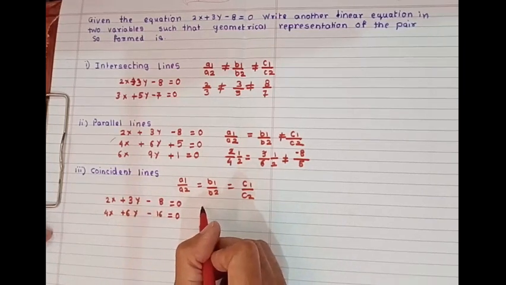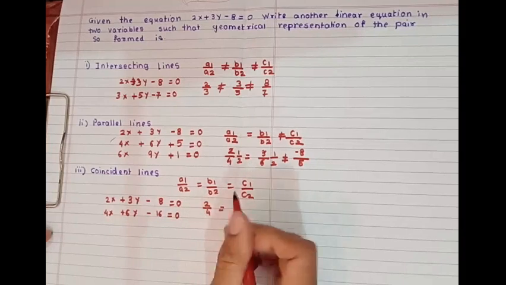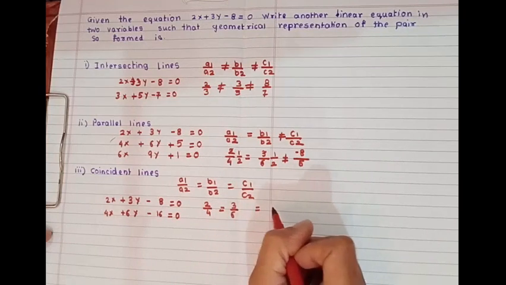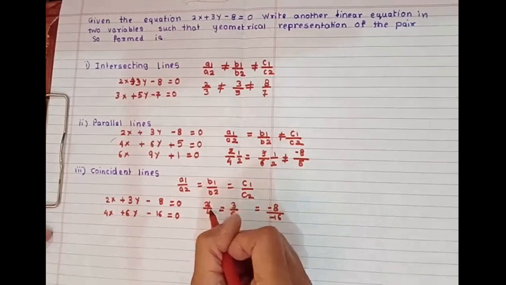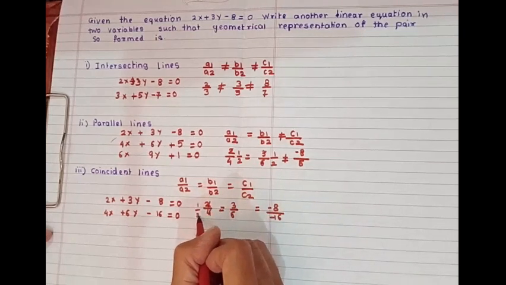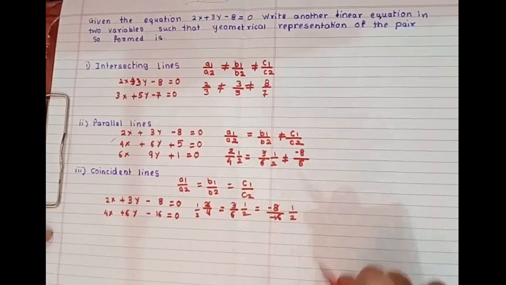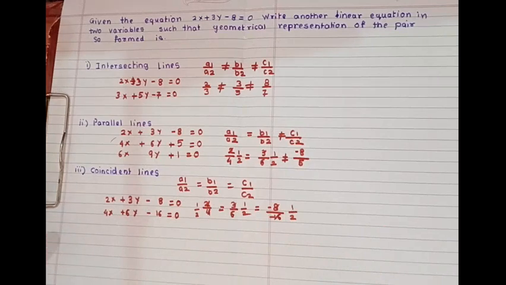So a1 upon a2 is 2 upon 4, which is equal to 1 upon 2, equal to 3 upon 6, equal to minus 8 upon minus 16. So all you get here is 1 upon 2, 1 upon 2, 1 upon 2. So these are the coincident lines, which are overlapping each other. So all the three ratios are equal.